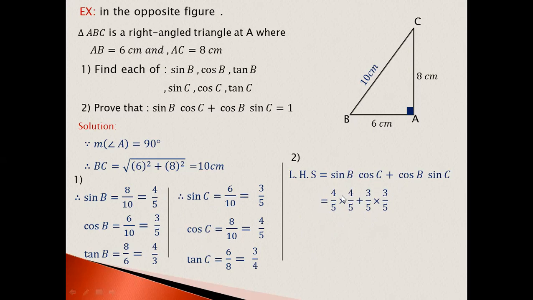4 over 5 times 4 over 5 equals 16 over 25. And 3 over 5 times 3 over 5 equals 9 over 25. Now we have two fractions having the same denominator. We can put the same denominator and add the two numerators. It's going to be 25 over 25. And we know that 25 over 25 equals 1, and this is equivalent to the right-hand side.